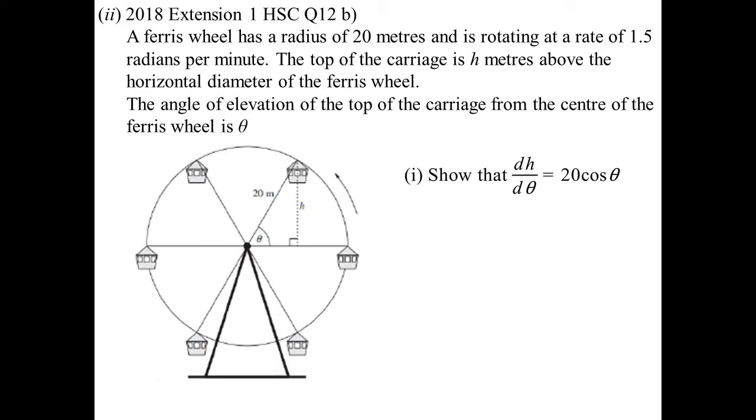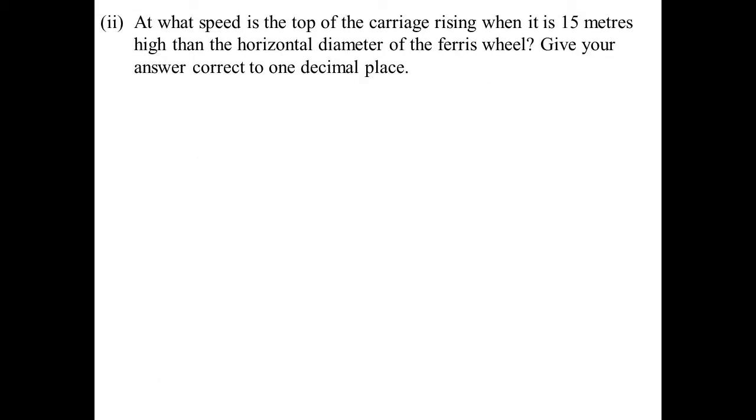So we need a link between h and theta, and that's just using that right angled triangle we can see there. So h over 20 is sine theta. So h is 20 sine theta, dh/dtheta is 20 cos theta. At what speed is the top of the carriage rising when it's 15 metres higher than the horizontal diameter of the Ferris wheel? So we want to find the rate of change of h. dh/dtheta is 20 cos theta, we just worked that out.